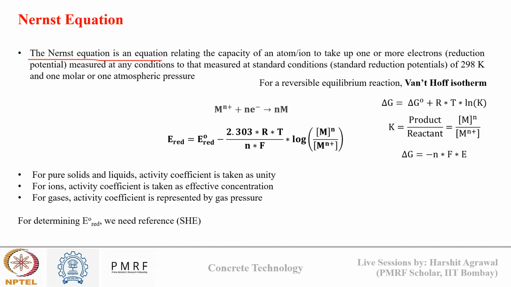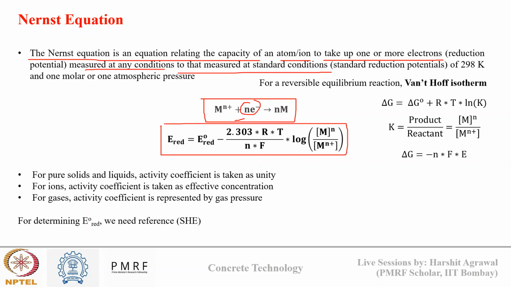This Nernst equation relates the capacity of an atom or an ion to take up one or more electrons, measured at any condition, with respect to what is measured at standard condition. Suppose I have a reaction like this: a metal ion is consuming electrons and reducing into metal. For such a reaction, the Nernst equation is written like this.